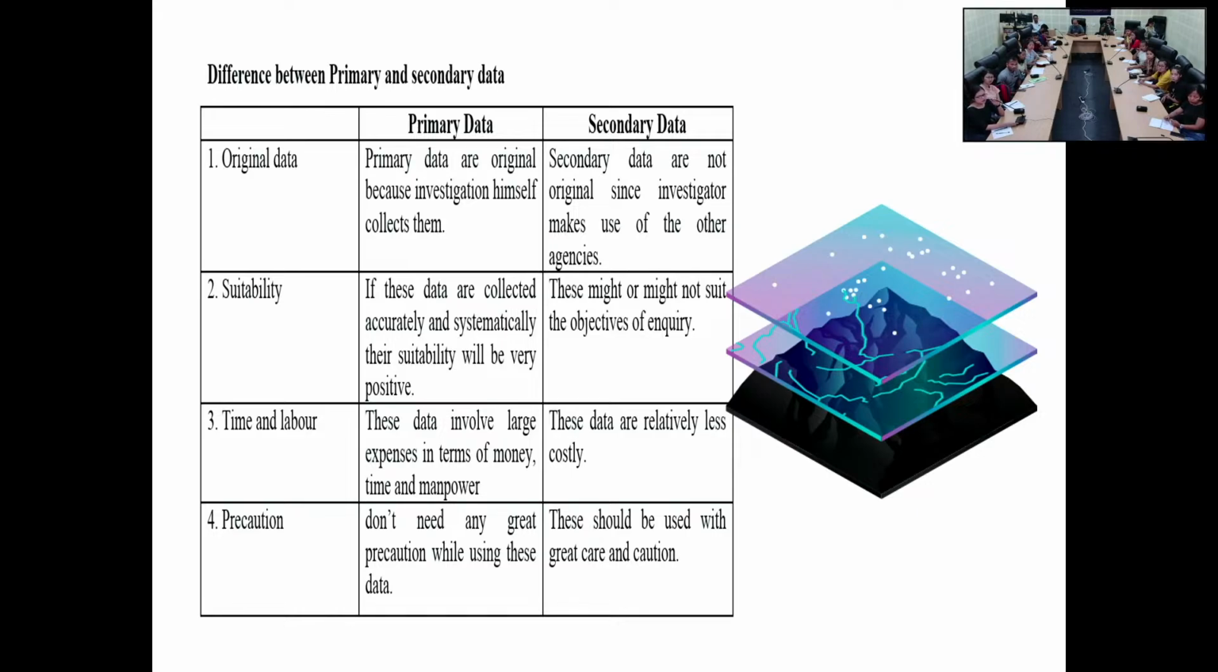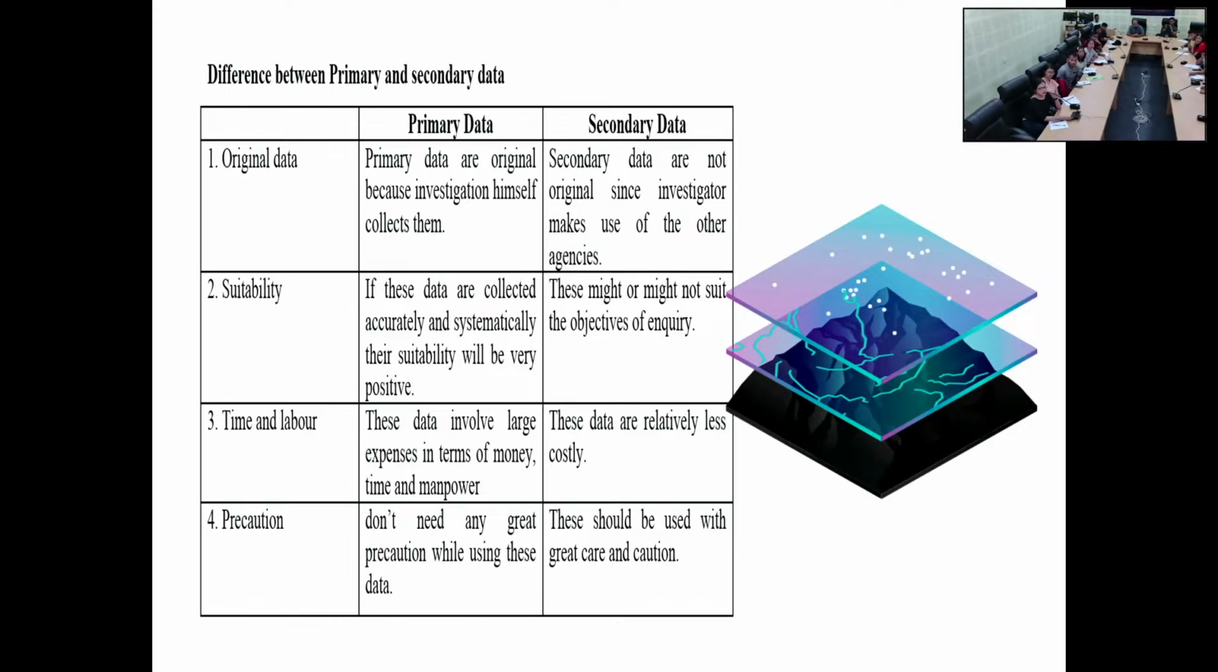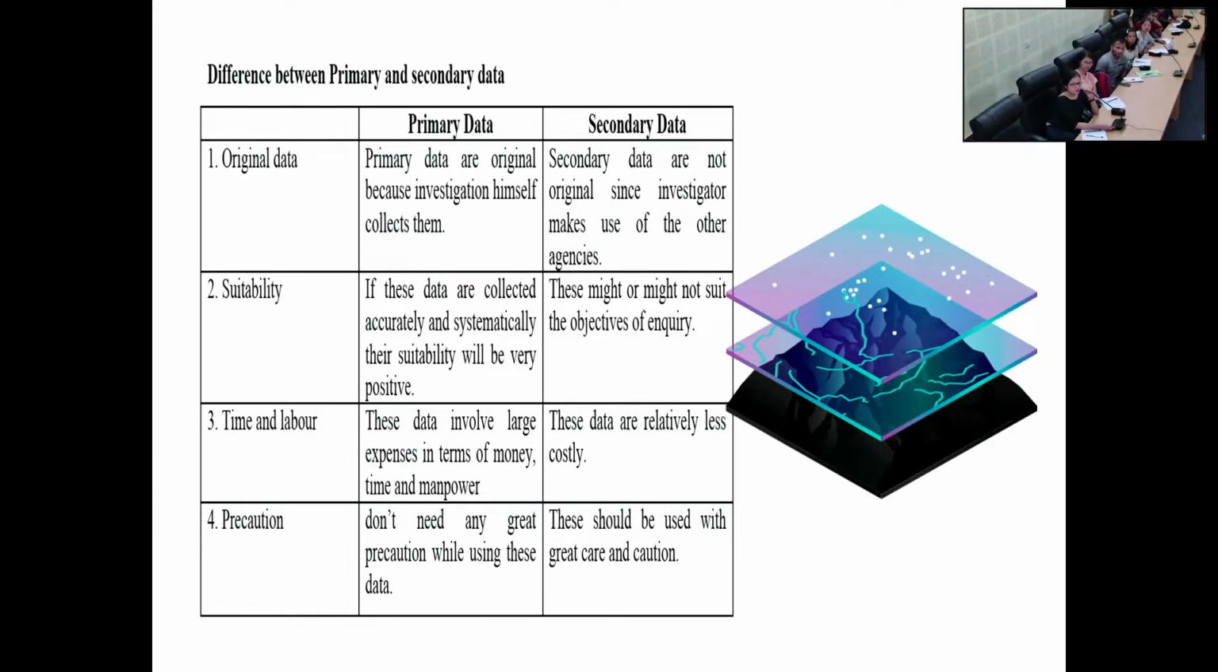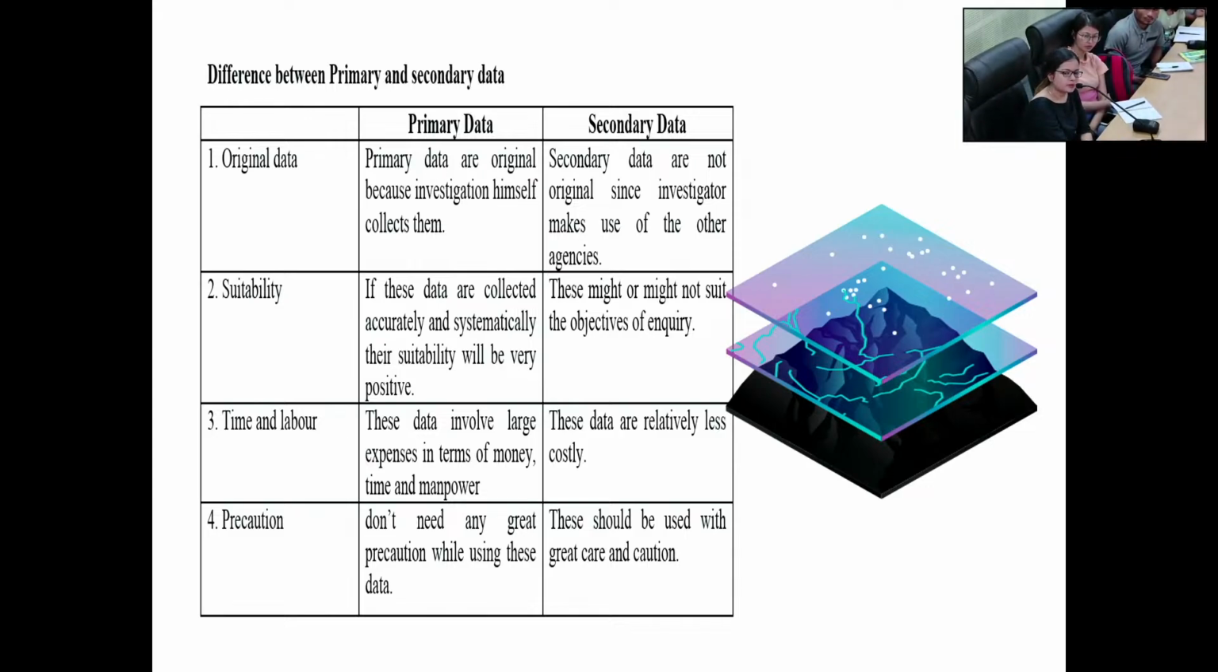Primary data are original because the investigator himself collects them. Secondary data are not original since the investigator makes use of other agencies. Primary data are collected accurately and systematically. Their suitability will be very positive. Secondary data might or might not suit the objectives of the inquiry. Primary data involve large expenses in terms of money, time, and manpower. Secondary data are relatively less costly. Primary data don't need any great precaution while using them, whereas secondary data should be used with great care and caution. So all of you have listened.